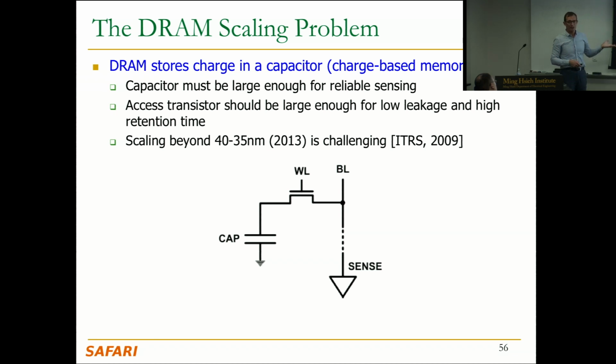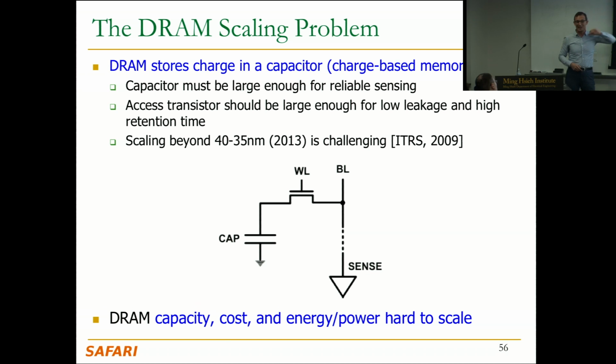And for this technology to work, this capacitor must be large enough for reliable sensing, and this access transistor must be large enough for low leakage and high retention time. And this was the value that was assigned to X by ITRS, the International Technology Roadmap of Semiconductors, in 2009. They said reducing the size of the circuit below a feature size of 35 nanometers is challenging. And they said we would reach 35 nanometers in 2013. Clearly, we're actually below 35 nanometers today. Does anybody know what is the feature size of a DRAM cell in the cutting-edge DRAM chips? Any guesses?